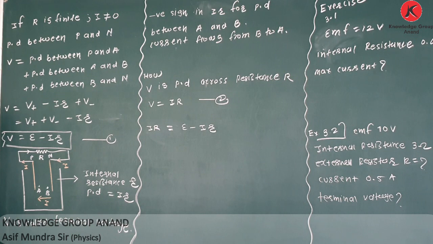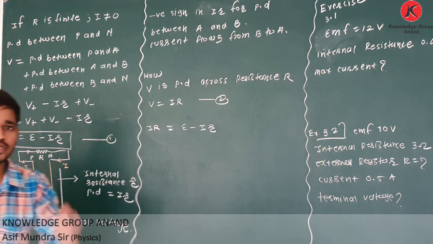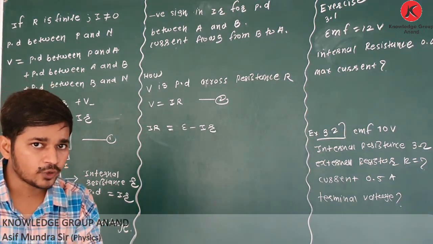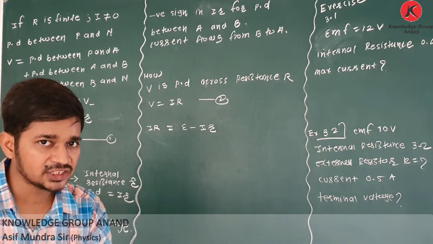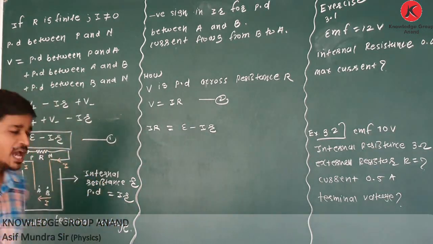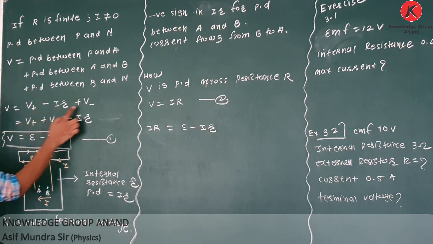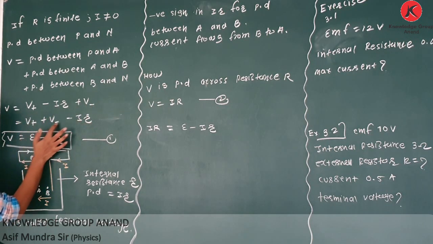Clear about this? Again, we know that current flows from higher potential to lower potential, and we consider that current positive. But here current is flowing from B to A, from lower potential to higher potential. That's why we take the minus sign. So yes, it is minus IR. So V plus, V minus, minus IR. We know that V plus minus V minus is the EMF.